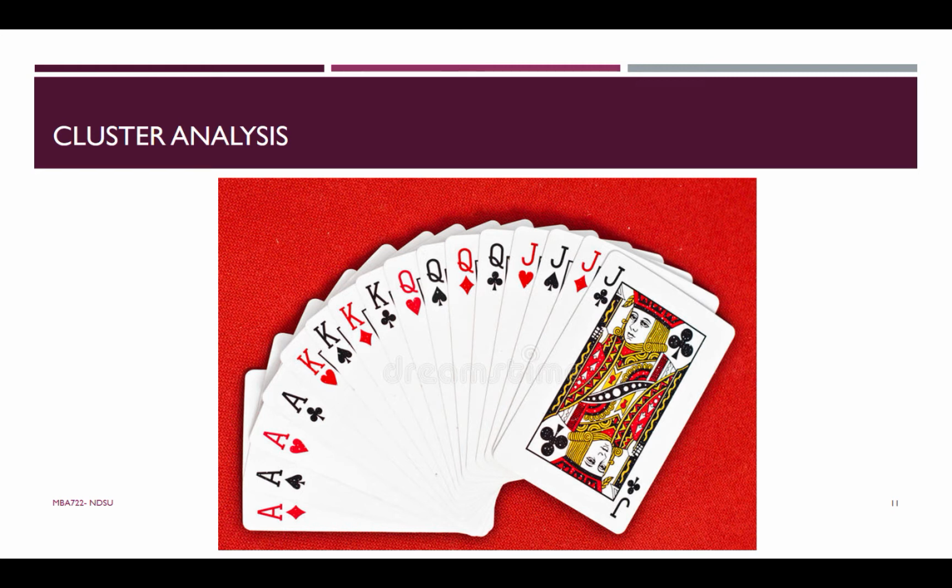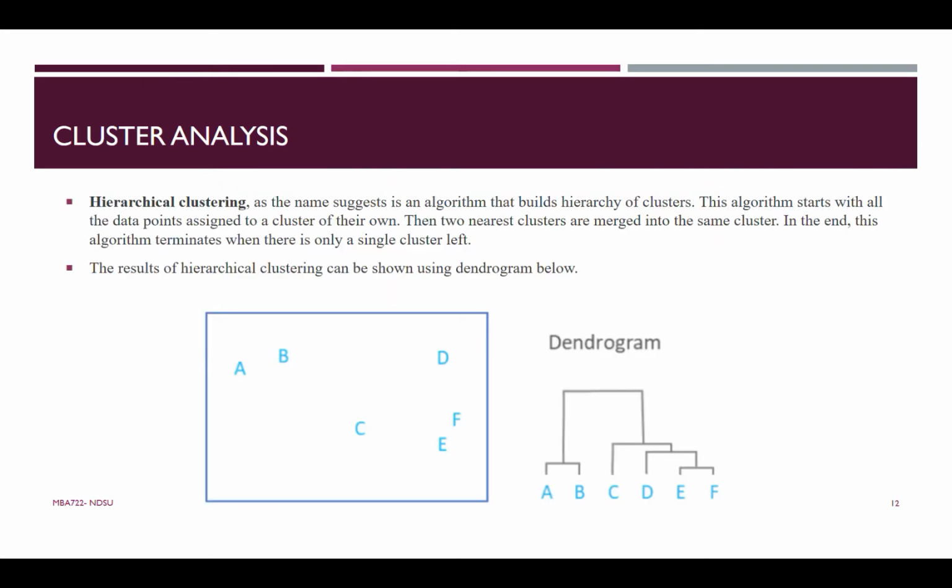There are 2 basic classes of clustering methods: hierarchical methods and k-means. Hierarchical clustering, as the name suggests, is an algorithm that builds a hierarchy of clusters. In hierarchical clustering, we don't make any assumption on the number of clusters. This algorithm starts with all the data points assigned to a cluster of their own. Then the 2 nearest clusters are merged into the same cluster. In the end, this algorithm terminates when there is only a single cluster left.